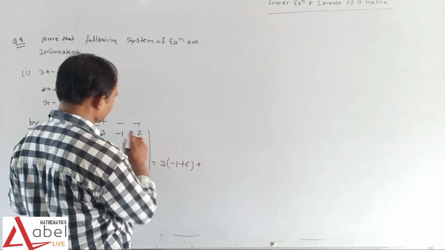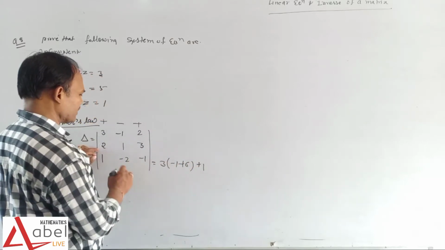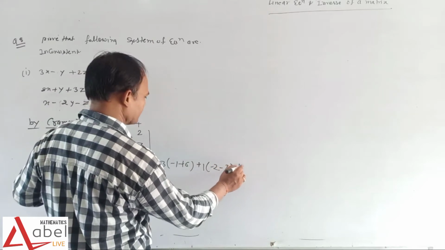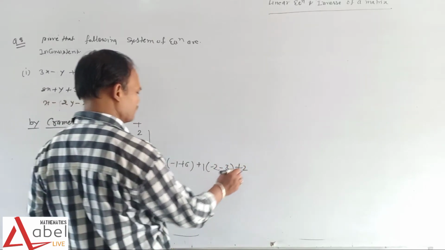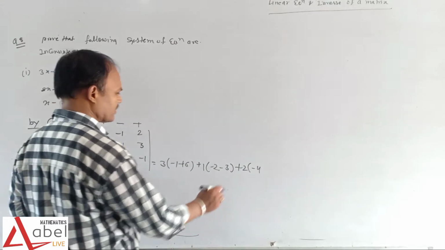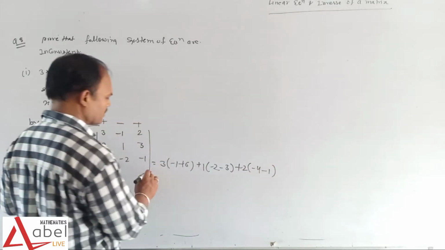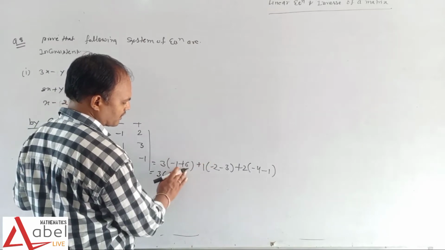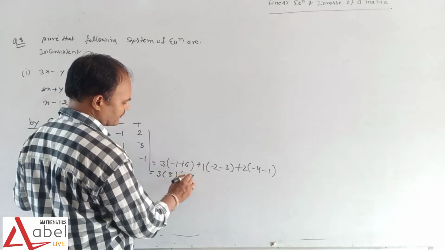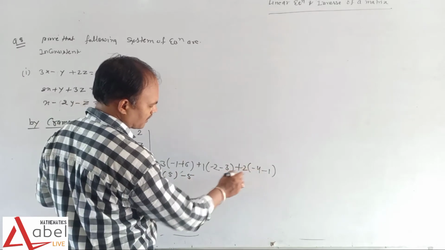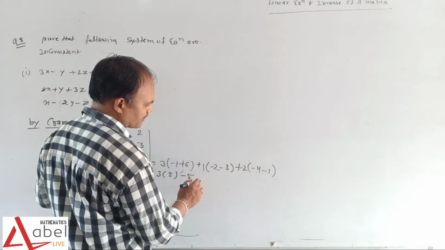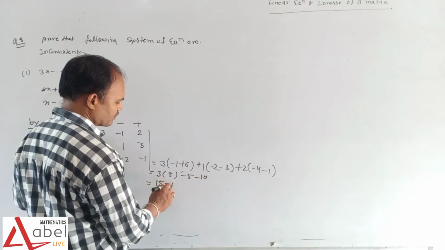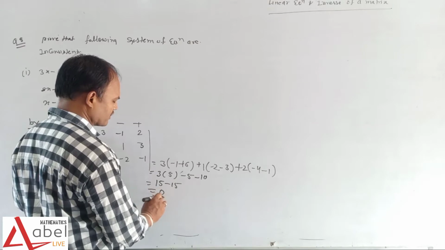Now it is minus, so it is 1 times minus 2, it is minus 2 and minus 3. And the next one, it is 2 and 4, minus 4 and minus 1. Okay students, now it is 3 and 5, also minus 5, and minus 5 and 10, so minus 10. So students, it is 15 and it is also 15, so we can say that your answer is 0.